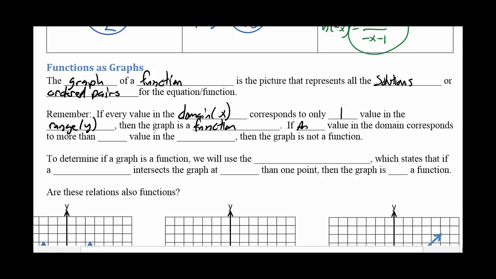If any value in the domain corresponds to more than one value in the range, then it is not a function. So we got a nice easy graph way to identify this. So to determine if a graph is a function, we use the vertical line test, which states that if a vertical line intersects the graph at more than one point, the graph is not a function.